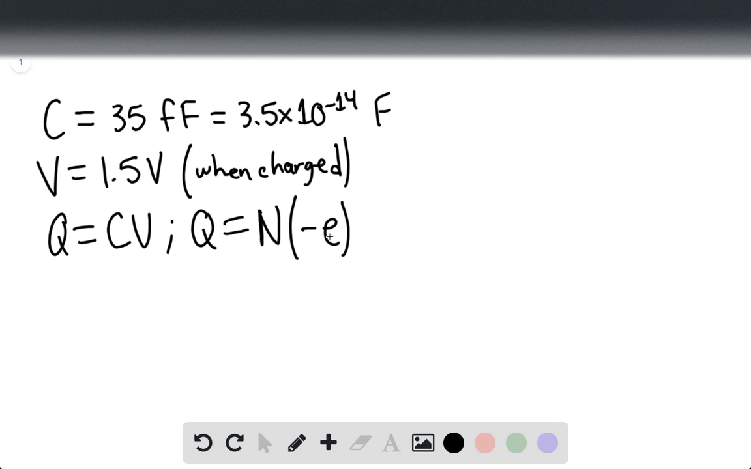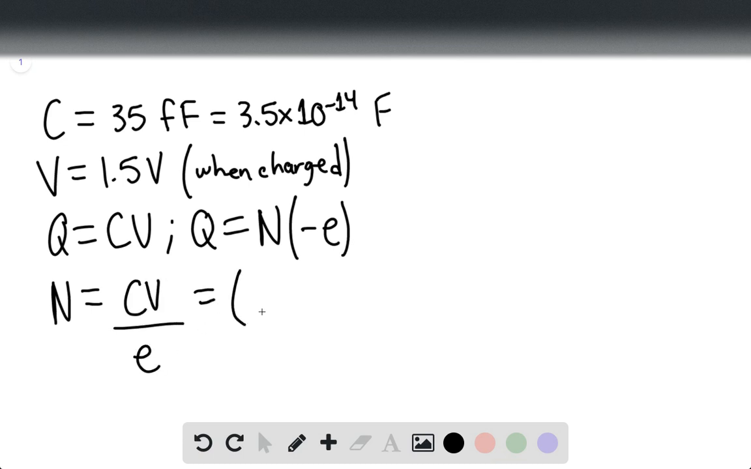So if we have a number of electrons, you simply need to multiply the charge on one of the electrons by the total number of electrons. That would be your charge, and then we know that charge is equal to the capacitance times the electric potential. So essentially here, N would be equal to CV over E.